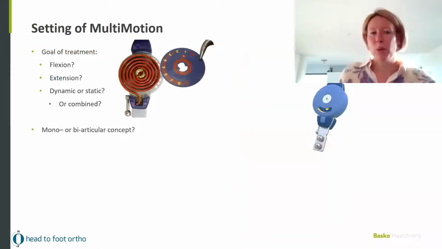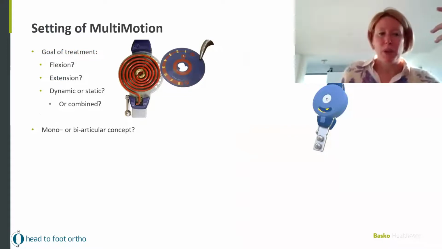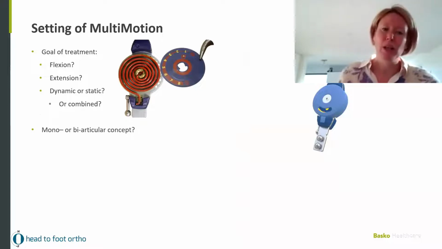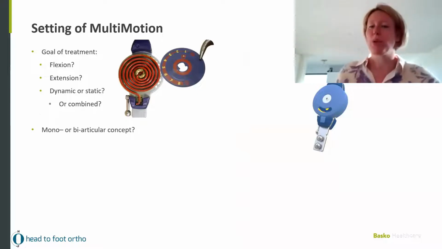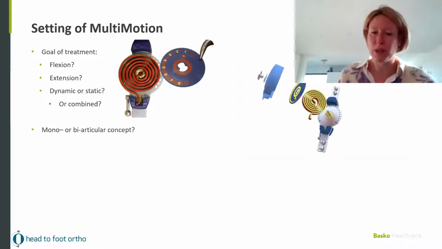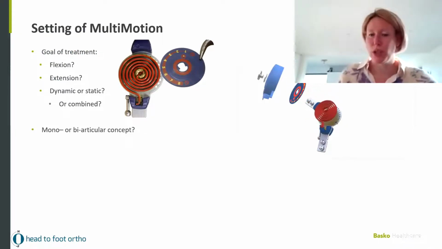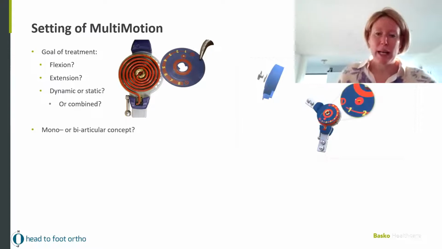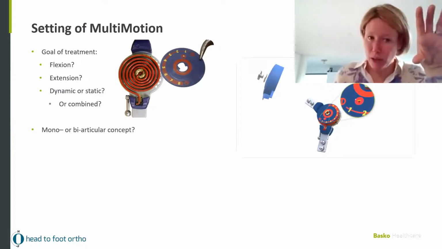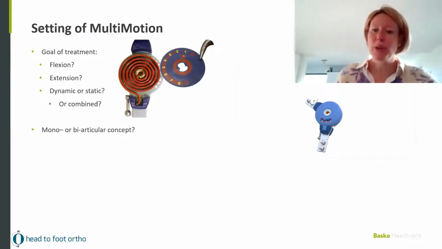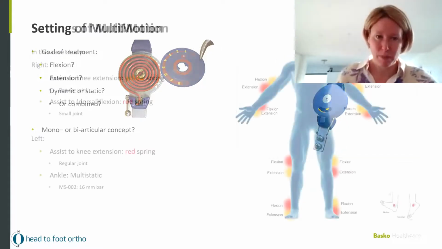So how do we work here for the setting of the joint? It's very important to know what concept we would do. Will we use a biarticular concept or monoarticular? Well, we choose, of course, the biarticular, like you saw. And this is how you can twist just the spring. And this is something the CPOs are doing, the orthotists. It's not the PT's job, of course.